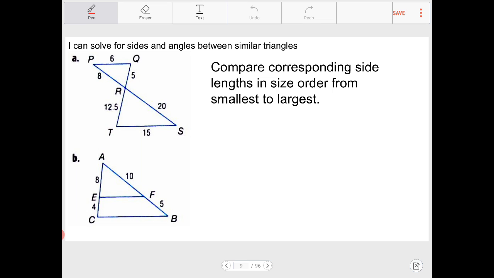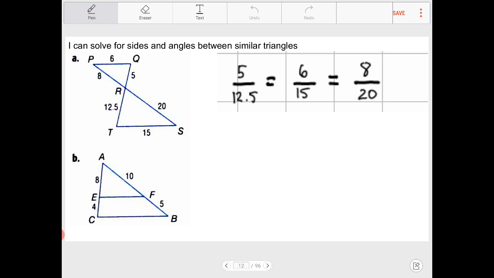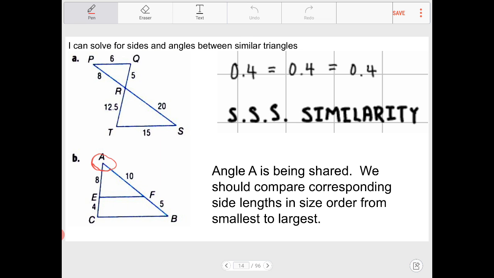So hopefully you guys had some time to think about this. If I compare all the side lengths in the smaller triangle, placing them in size order, I'm going to have 5, 6, and 8. And I'm going to compare them with all the side lengths in size order in the larger triangle. So I'm going to have 12.5, 15, and 20. Let's see whether or not these are actually all proportional to one another. As it turns out, they are. All of them equal 0.4. So I can say that the two triangles are in fact going to be similar based on side-side-side similarity.